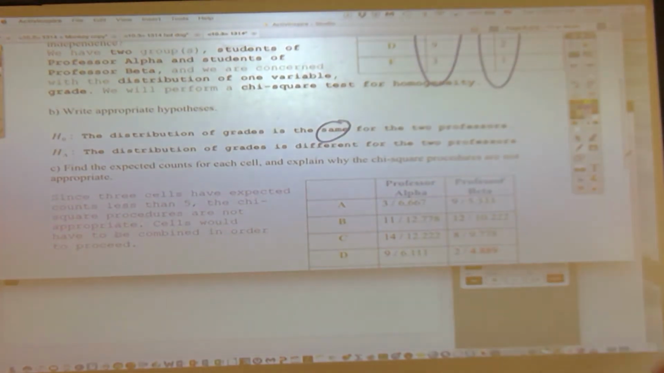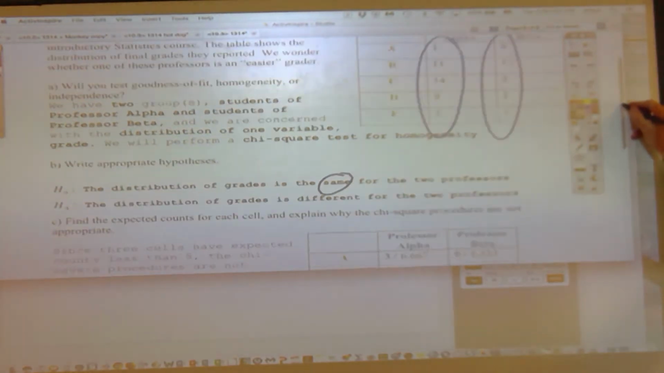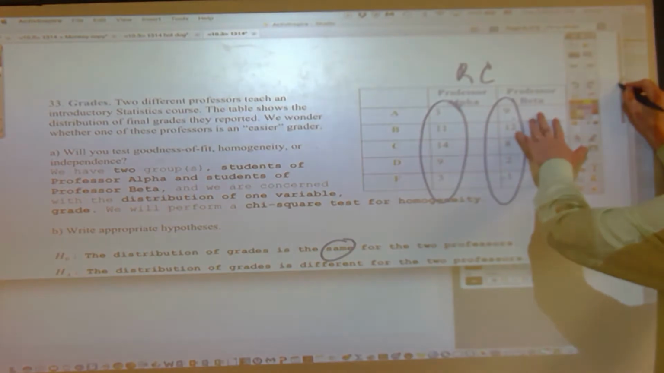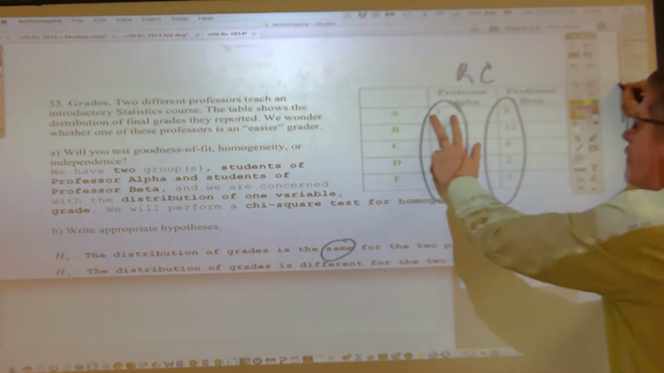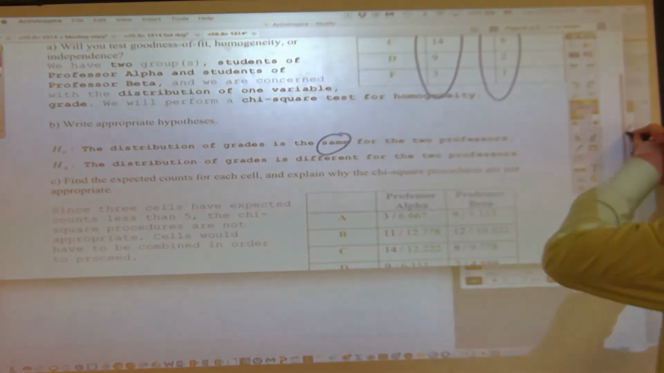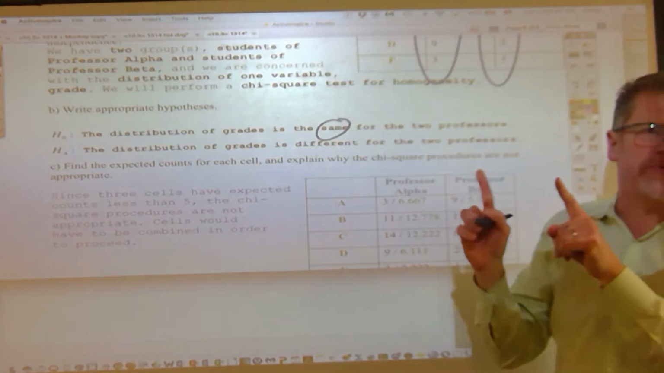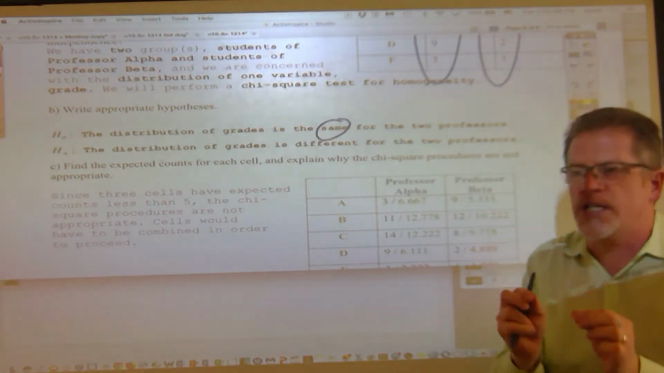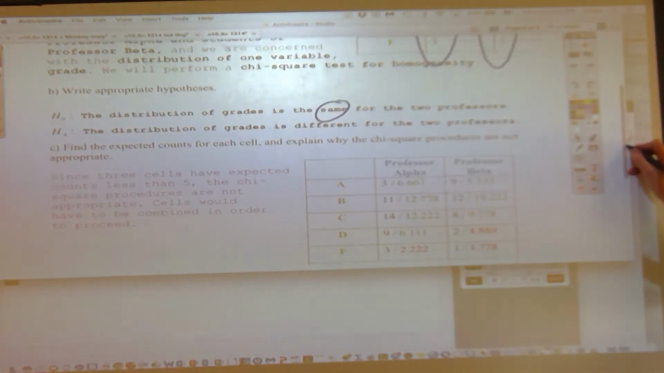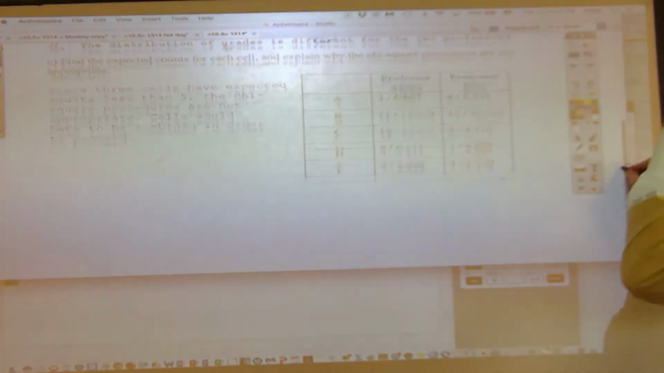So we're going to give the professor, in fact, who's probably being questioned? Maybe they're upset at Professor Beta because he's grading too high. Or maybe people are upset at Professor Alpha because he doesn't give enough A's, too many F's. But either way, we're going to give them the benefit of the doubt that the distributions are homogeneous, the same. Alternate hypothesis is that they're not the same, or you can use the word different.